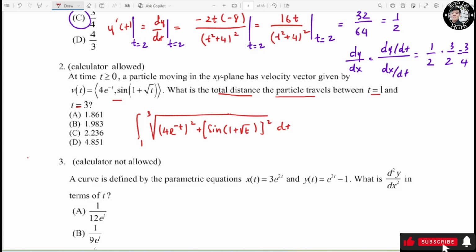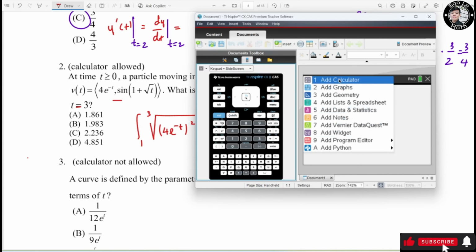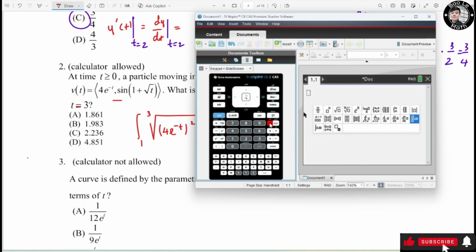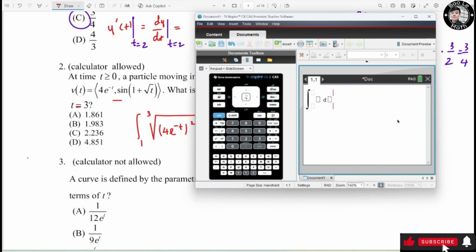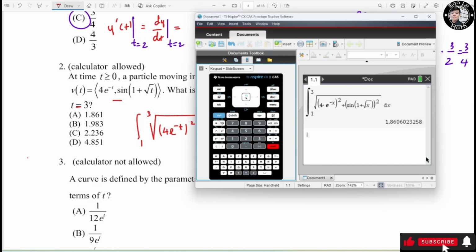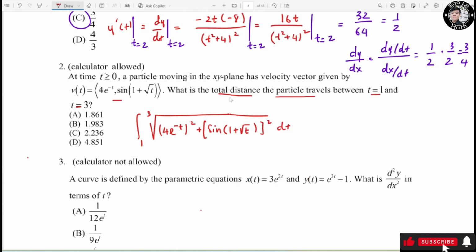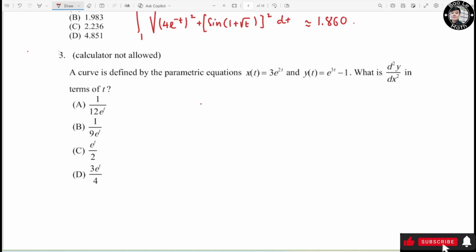Now we're gonna bring up the calculator. We're gonna add calculator, hit the button right here, input the integral. Integral form 1, 2, 3. Press Control Enter. It's gonna be 1.860.